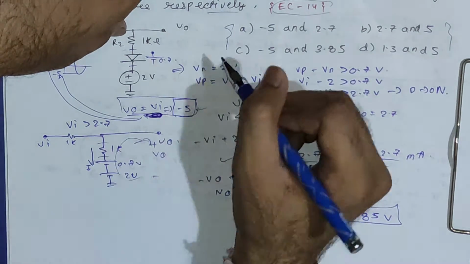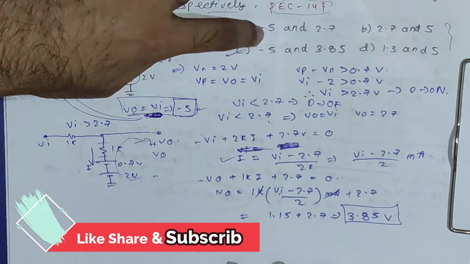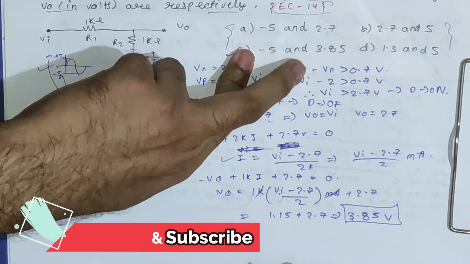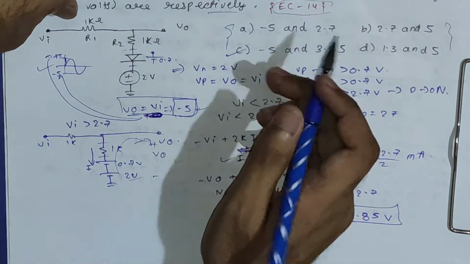So from the options you can see that option C is satisfying this. Minus 5 is the minimum and 3.85 is the maximum. So the correct option will be this C one.